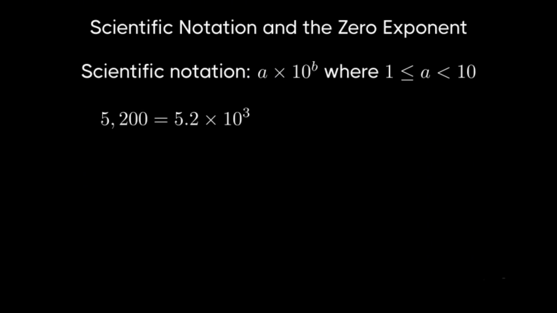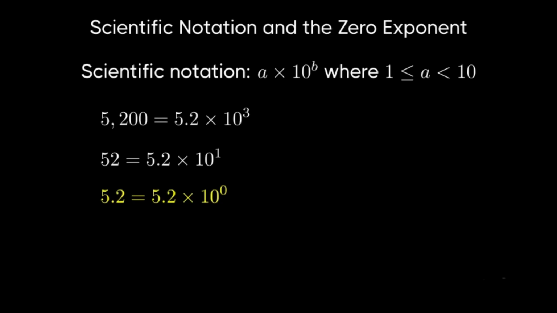Let's see how this works with some examples. The number 5,200 can be written as 5.2 times 10 to the power of 3. To convert to scientific notation, we move the decimal point 3 places to the left to get 5.2, and then multiply by 10 cubed to maintain the original value. For the number 52, we move the decimal point 1 place to the left to get 5.2, and then multiply by 10 to the power of 1, or simply 10. This follows the same pattern. The exponent tells us how many places to shift the decimal point.